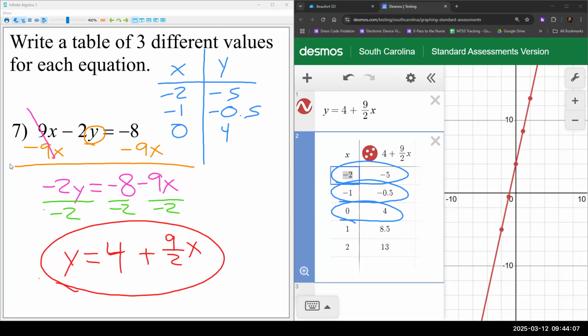Very good. So starting with number 7, you have to get y by itself, which we've done a lot of, and then type it in, and it'll work the same way. If you have questions on how to get y by itself on any of them, let me know.